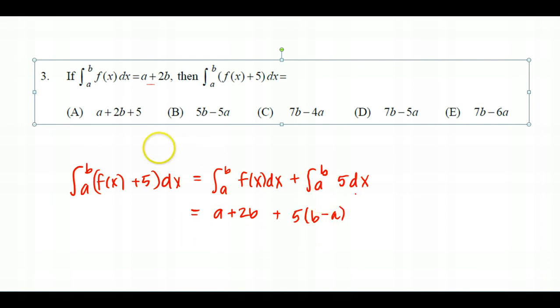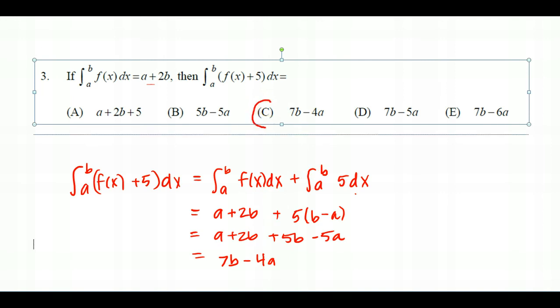So now we can simplify because this is not one of the answers. Without simplifying, I have a plus 2b plus 5b minus 5a. Combining like terms here, I have 7b minus 4a, and that is option C. So my answer to this one is C.